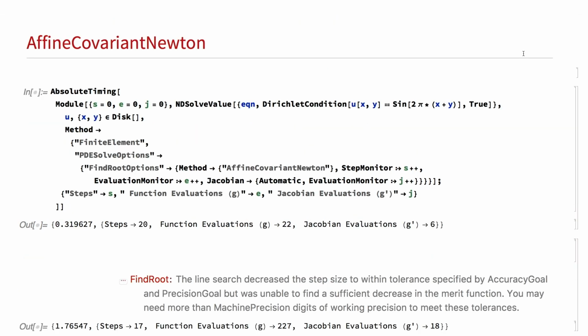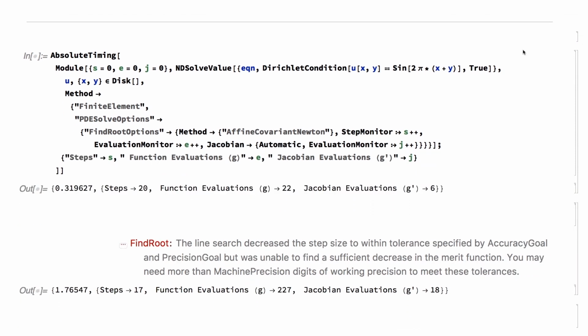So again, we're looking at the minimal surface problem we had before, and we monitor the step evaluations for that nonlinear problem. And in this case, we see that NDSolve needed 20 steps, 22 function evaluations, and 6 Jacobian evaluations with the affine covariant Newton method. If we look at the original Newton method implemented in Mathematica, that uses 17 steps, 227 function evaluations, and 18 Jacobian evaluations. And that makes up the time difference.